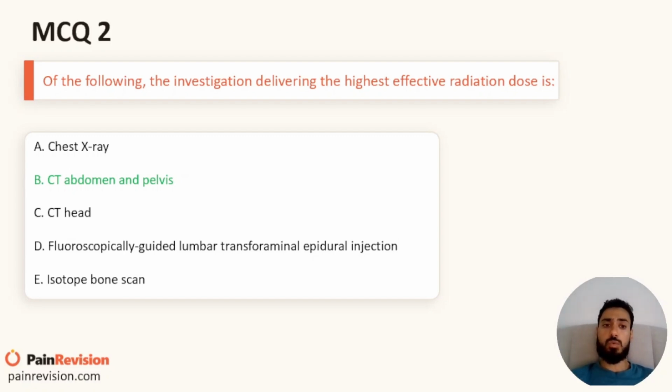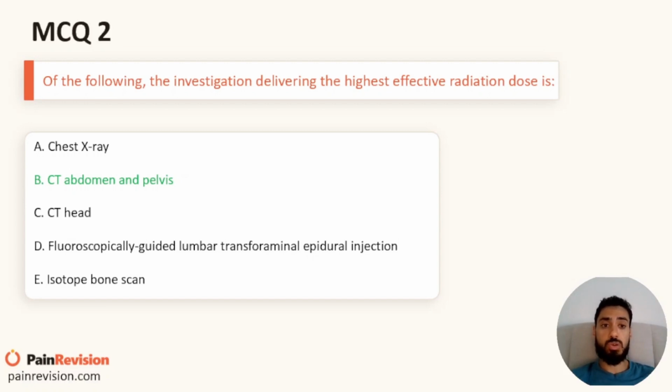So if you want to order it from the highest effective radiation dose to the lowest, probably the highest would be the CT abdo-pelvis, followed by the CT head, followed by the isotope bone scan, followed by the epidural injection, followed by the chest X-ray. And if you want to look at X-rays in particular, probably the lumbar spine will always be the most, followed by the thoracic spine, followed by X-rays of the face and the skull, followed by chest X-rays.